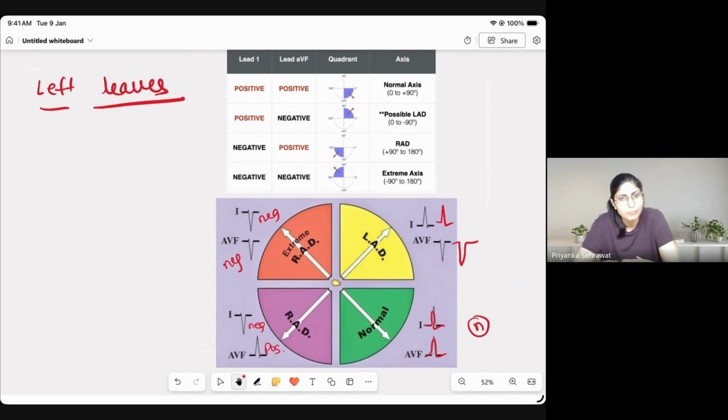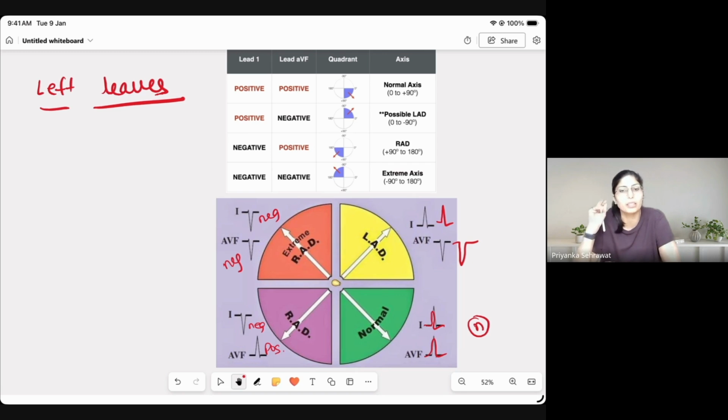Easy to remember. So if you have an ECG paper in hand, not just in your exam, it also becomes very, very important to know the axis. The first thing you look at is your rate. The second thing you look at is your axis. So how do you know this axis? By looking at lead 1 and AVF. So just have a look at lead 1 and AVF.